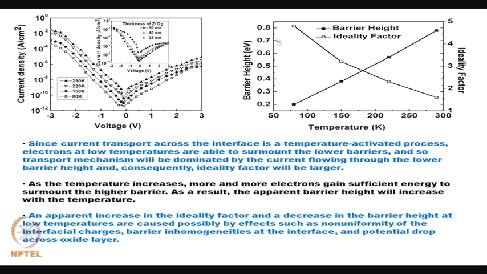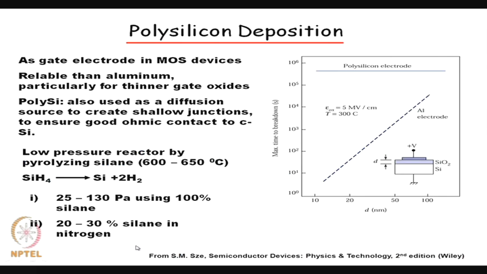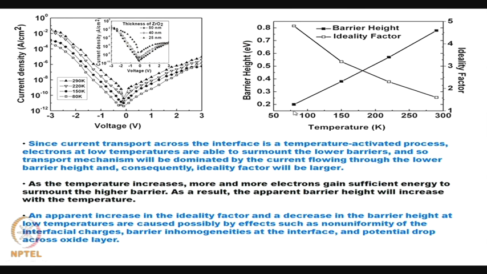At the same time the ideality factor decreases. The apparent increase in the ideality factor and decrease in the barrier height at low temperatures are caused possibly by effects such as non-uniformity of the interfacial charges, barrier inhomogeneities at the interface and potential drop across oxide layers. So, these are the things that one can evaluate.